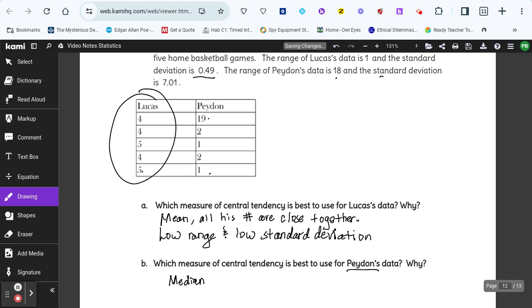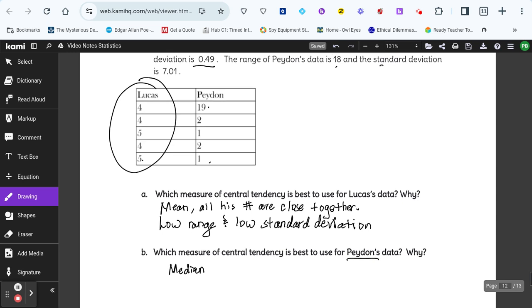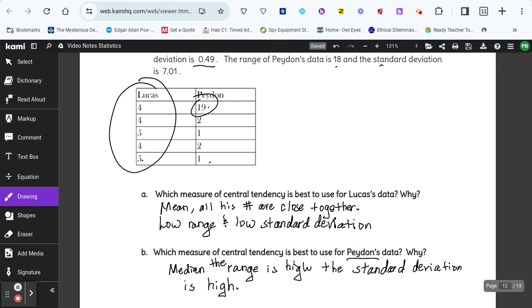All right, so use the median on that one because the range is high, and the standard deviation is high. Okay, and there is an outlier. I mean, 19 is an outlier. The other numbers are 1 and 2. So you're going to use the median, okay?